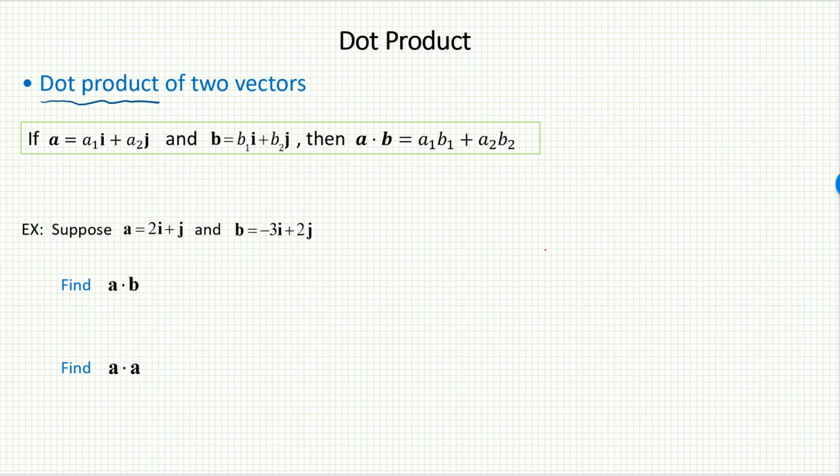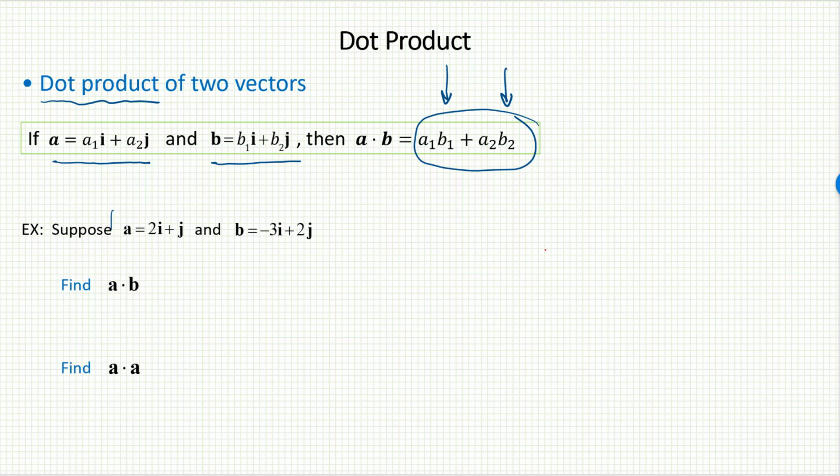Here's the definition. Let's say vector A is a1i plus a2j, vector B is b1i plus b2j. Then the dot product of vectors A and B is found by multiplying the horizontal components together, multiplying the vertical components together, and adding up the results. Again, the answer here is just a number. It turns out that the dot product shows up in some important calculations. Let's look at a simple example.